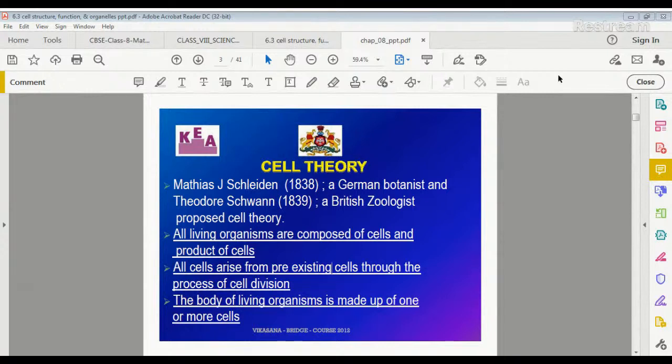All living organisms are composed of cells and products of cells. All cells arise from pre-existing cells through the process of cell division. The body of living organisms is made up of one or more cells. It can be single celled, which is known as unicellular, or it can also be many celled, which is multicellular, isn't it?